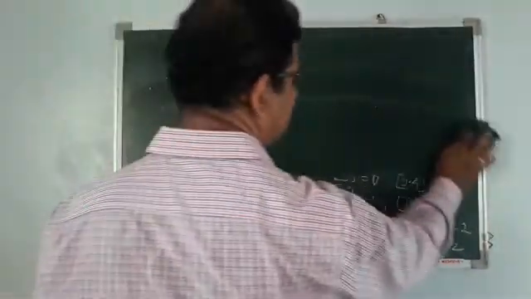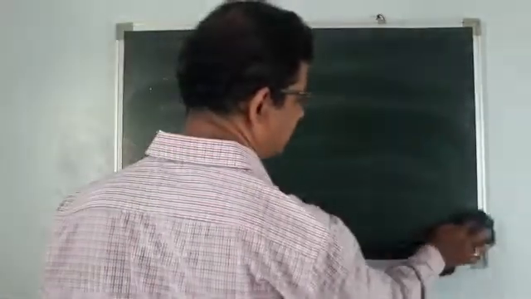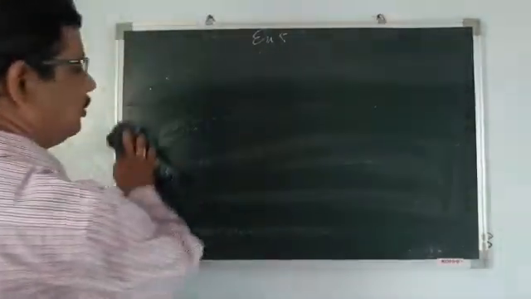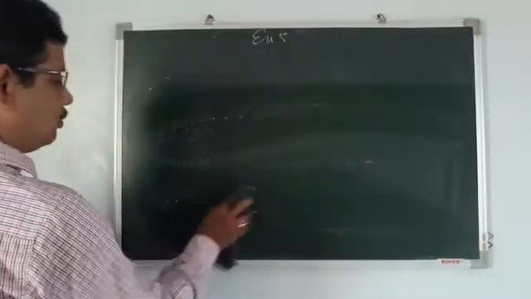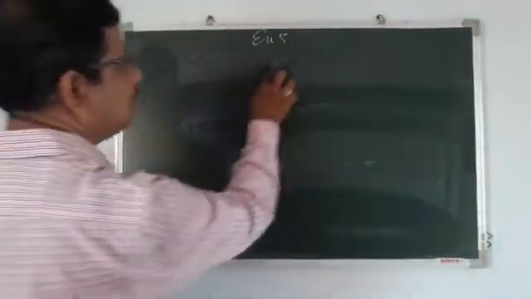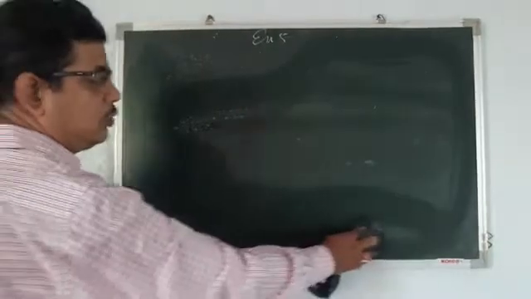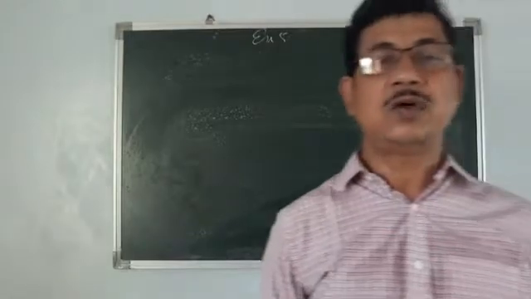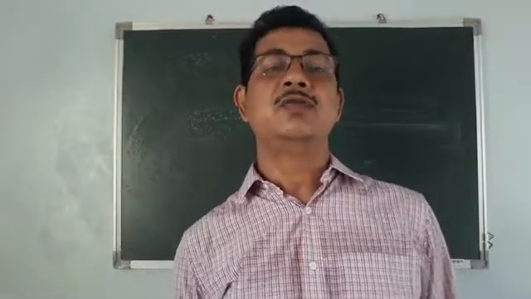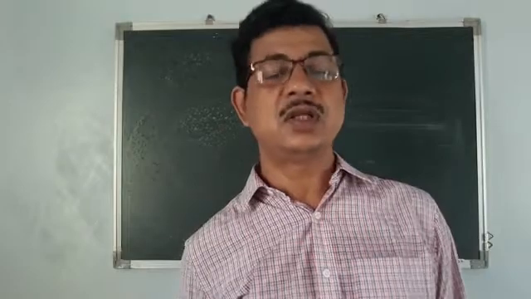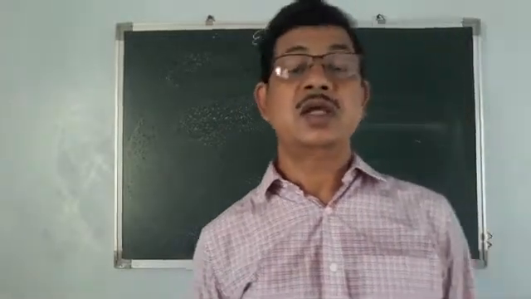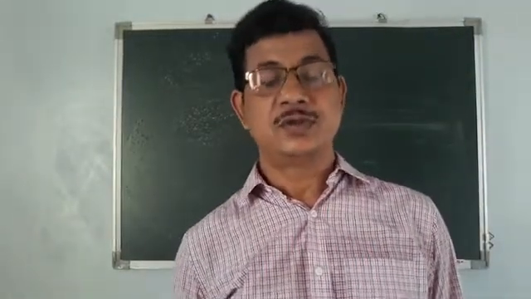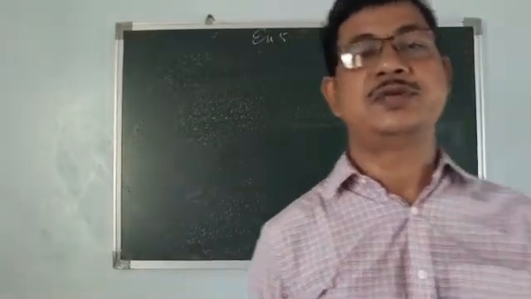The next exercise is exercise 5.3. They have asked to find the differentiation of y with respect to x. Here, you have to know one definition: explicit and implicit function. Explicit means, if a function has two variables and one variable can be expressed in terms of the other, then it is explicit. If it cannot be expressed in terms of the other, then it is an implicit function.